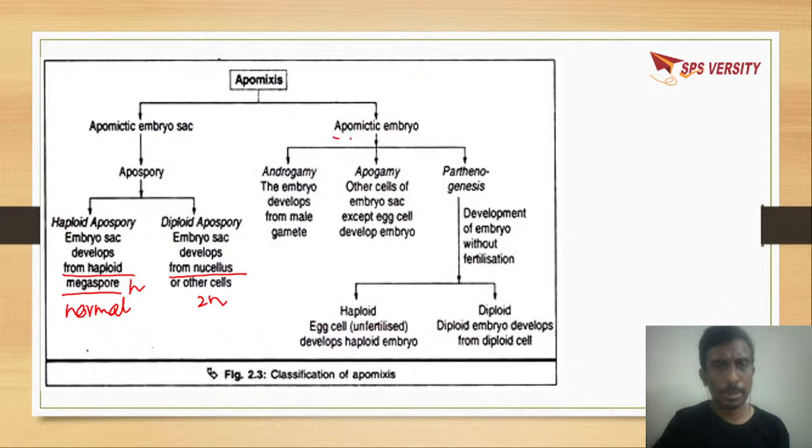How are apomictic embryos formed? How is it possible? In some plants, the embryo develops from male gametes. In some plants, we can see other cells of the embryo sac develop into embryo. That means the nucellar cells will develop into embryo. Even in some plants we can see unfertilized embryos. Okay.